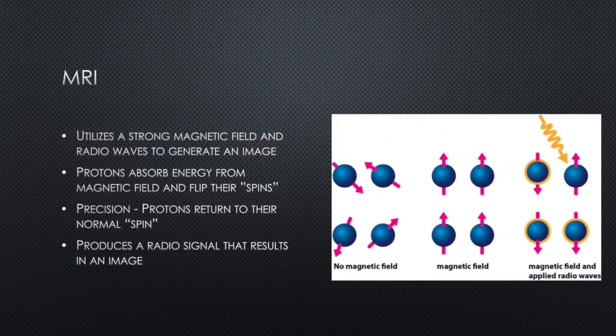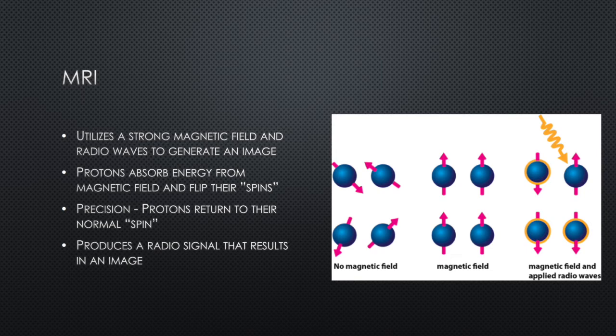Magnetic resonance imaging, or MRI, is a scanning technique for creating detailed images of the human body. The scan utilizes a strong magnetic field and radio waves to generate images of parts of the body that can't be seen as well with X-rays, CT scans, or ultrasound.